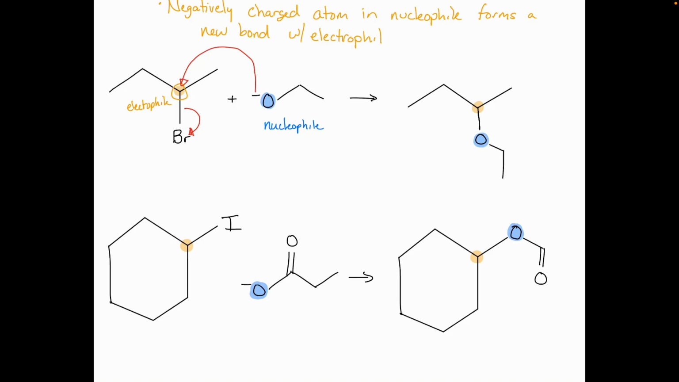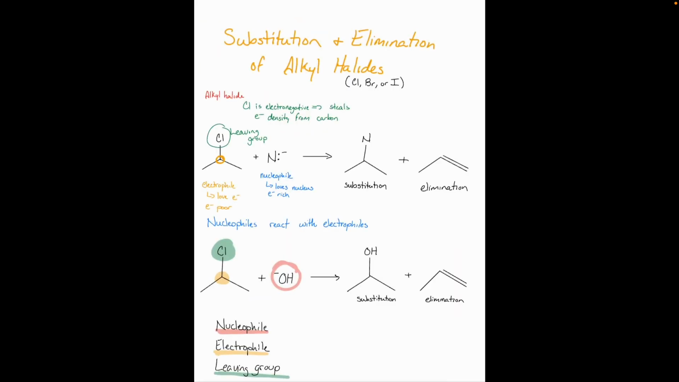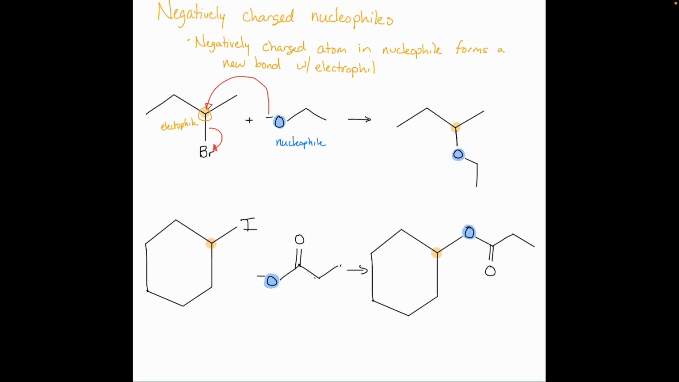carbon-oxygen double bond. What do we call those carbon-oxygen double bonds? Carbonyls. Awesome. Kind of ran out of room, but just make sure to include all 1, 2, 3 carbons from my nucleophile in my product as well. Whoops. All right, so again, for these negatively charged nucleophiles, that negatively charged atom in the nucleophile is what forms the new bond with our electrophilic carbon, our electrophile.